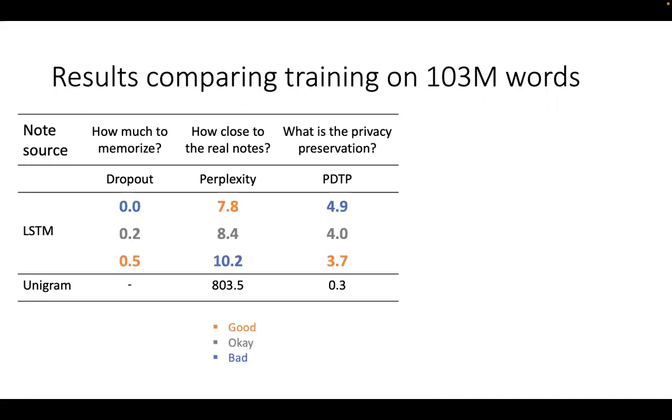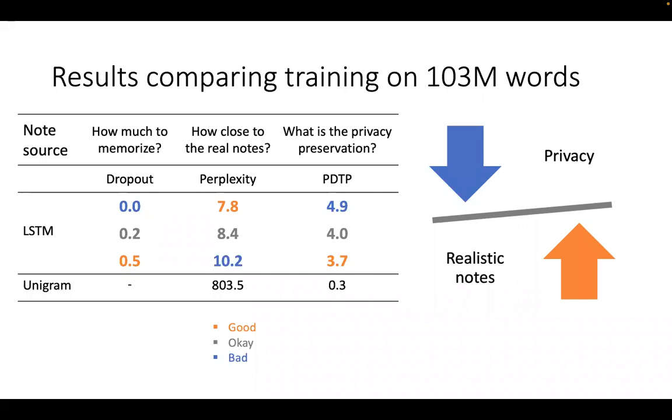So let's look at the results. What we see here is that if the dropout is zero, the model is going to try to memorize a lot. In this case, the notes are very similar to the real notes, or reasonably similar, because the perplexity is low. And the privacy preservation in this case is not that good. As we increase the dropout, we see that the notes become less close to real notes, but the privacy preservation properties start going up a little. So the idea, which is not really surprising, but experiments validated, is that as we try to make the notes less realistic, the privacy preserving properties start going up.